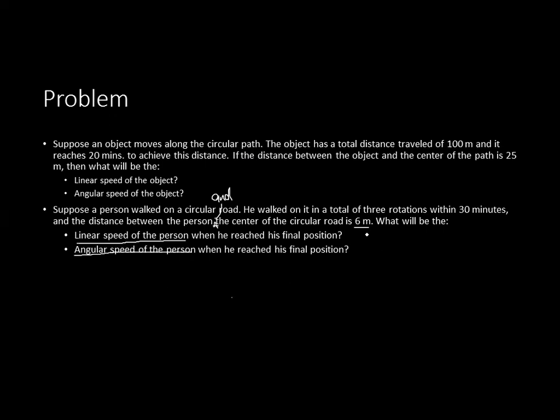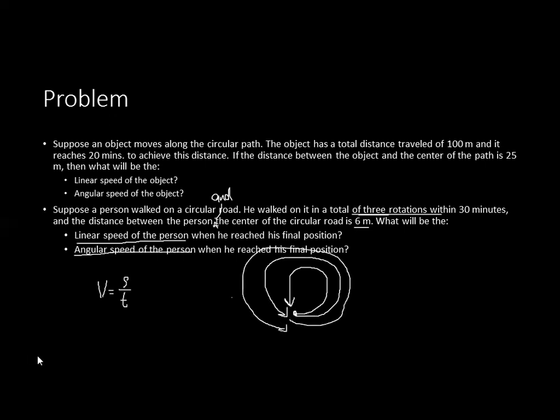So it seems like it missed something. You get me? All right, let's start first with the linear speed. The formula of the linear speed is S over T, right? But how can we find our arc length if we do not have a given arc length here? Well, the clue is already there. He walked on it a total of 3 rotations. So that means, assuming this is a person walking around a circular path, that's 1, 2, and 3.